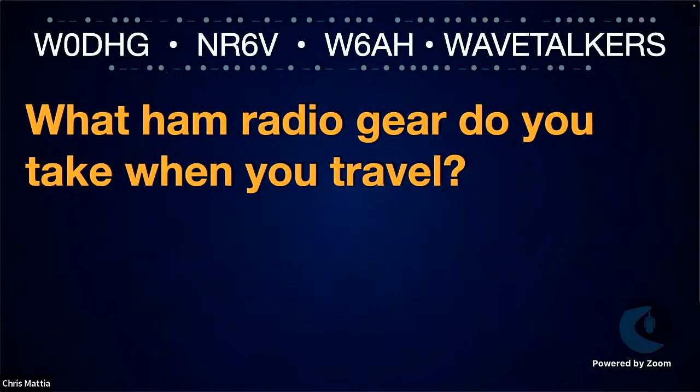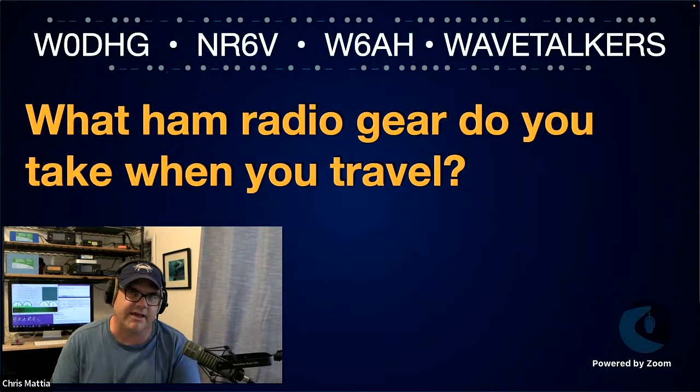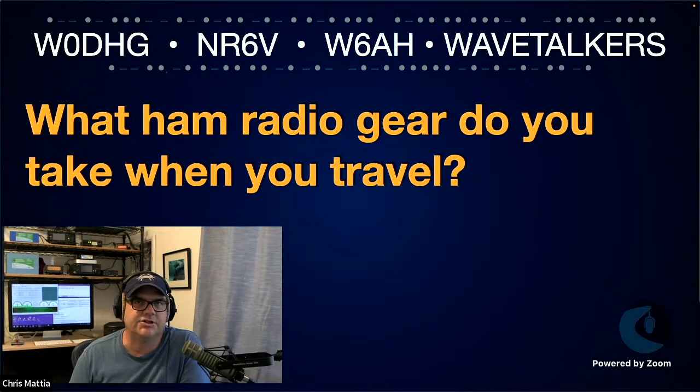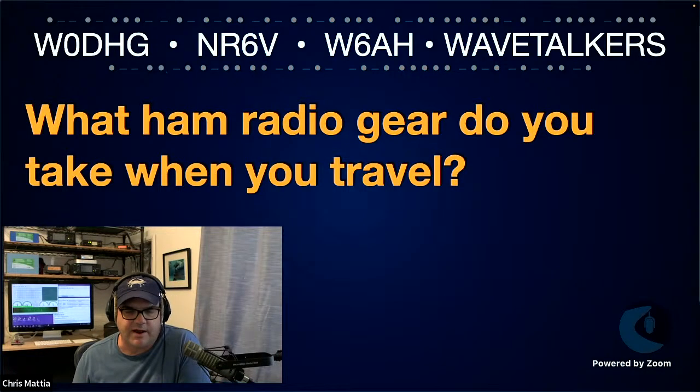So I'm going to bring that over and advance to the next slide. We'll start off with our regular check-in. If you have access to WinLink, send in a WinLink check-in. Send it to all three of our call signs, W0DHG, NR6V, W6AH, and our tactical address, WaveTalkers. The question for today is, what ham radio gear do you take when you travel?